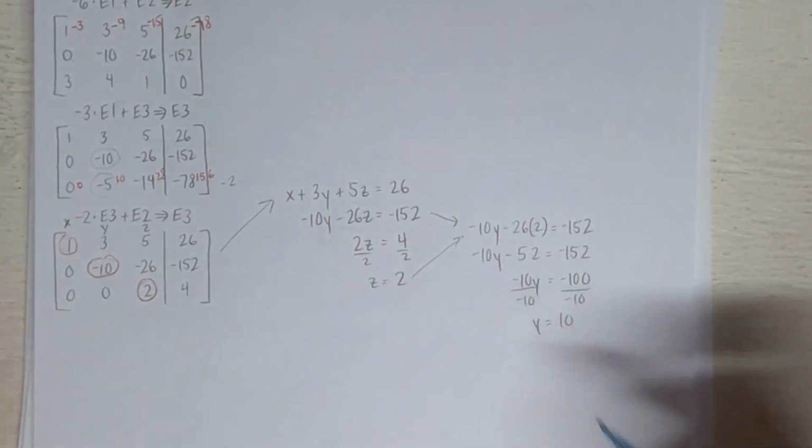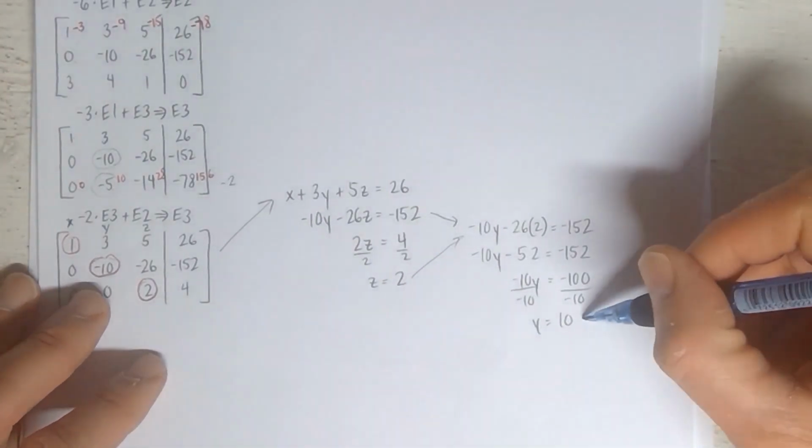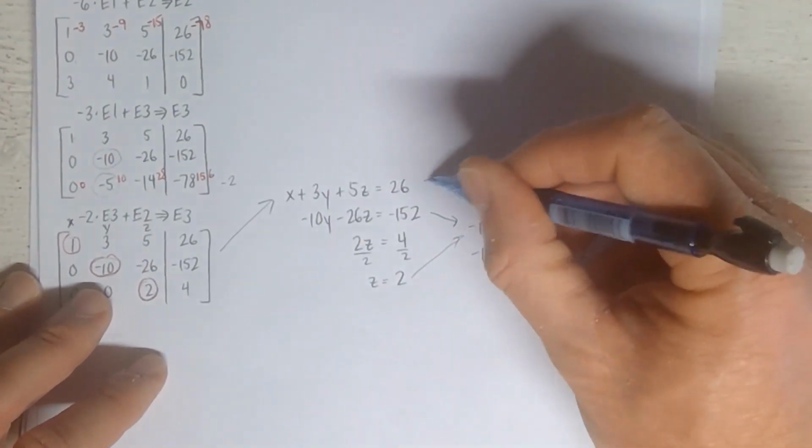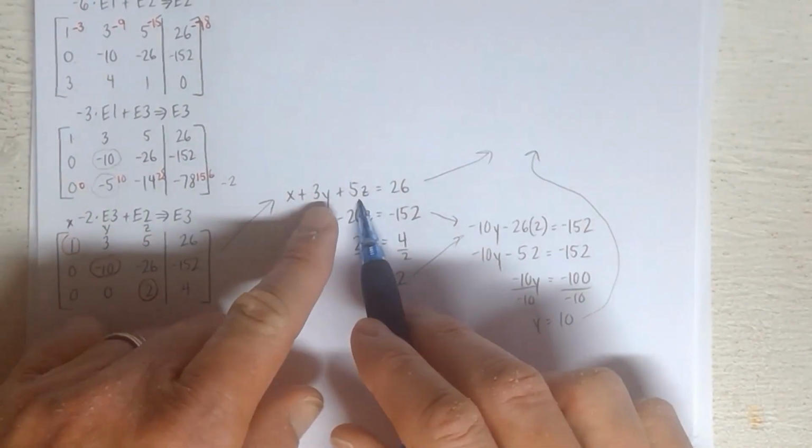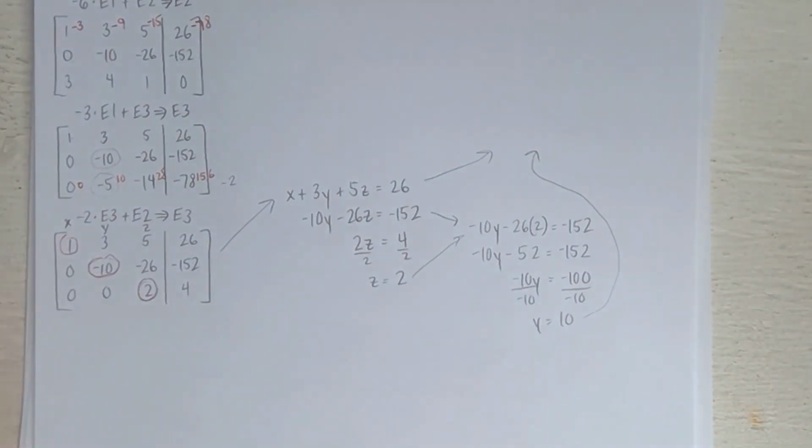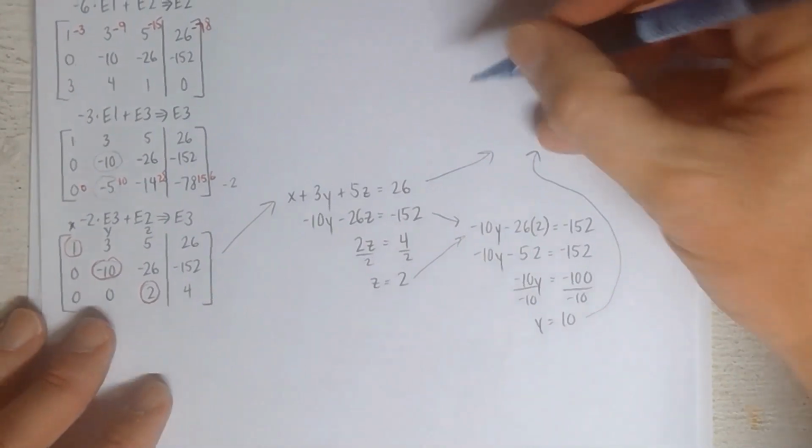I've now solved for z and I've solved for y. So now that I have solved for both of those things, if I now plug both of them into this one, I can then solve for the one variable that I haven't solved for yet, which is x. Let's do that right now.